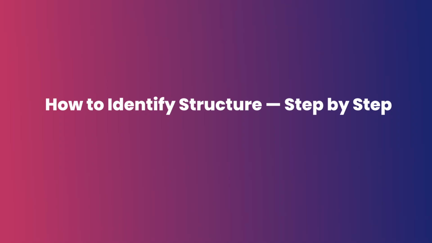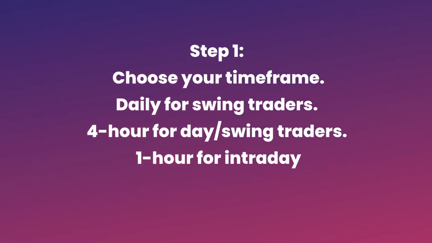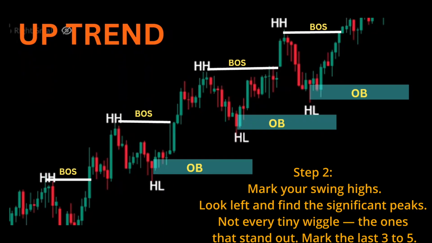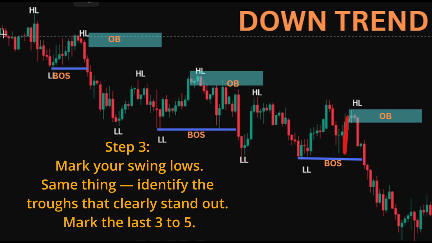All right, let's make this practical. Here's your exact step-by-step process for identifying structure on any chart. Step 1, choose your time frame. Daily for swing traders, 4-hour for day and swing traders, 1 hour for intraday. Step 2, mark your swing highs. Look left and find the significant peaks, not every tiny wiggle, the ones that stand out. Mark the last 3 to 5. Step 3, mark your swing lows. Same thing, identify the troughs that clearly stand out. Mark the last 3 to 5.